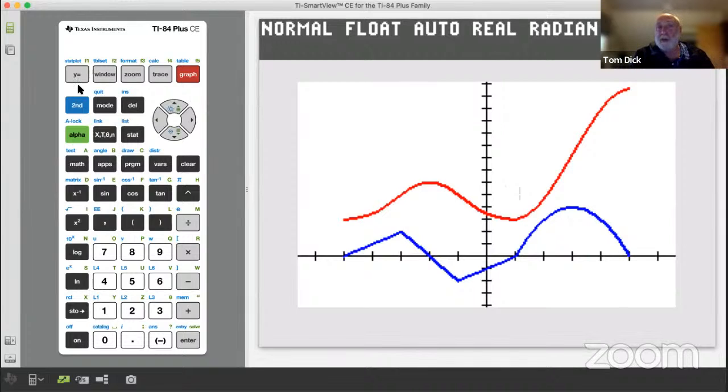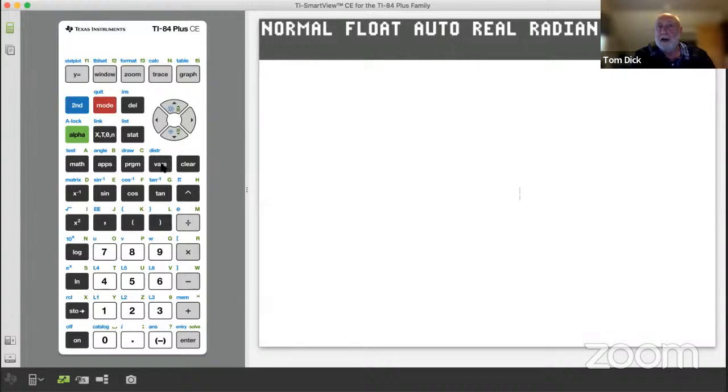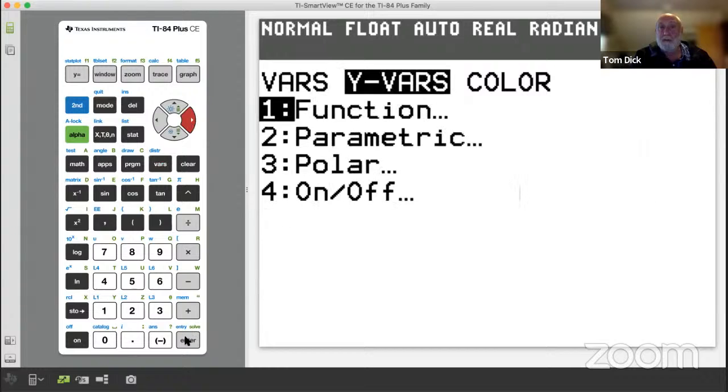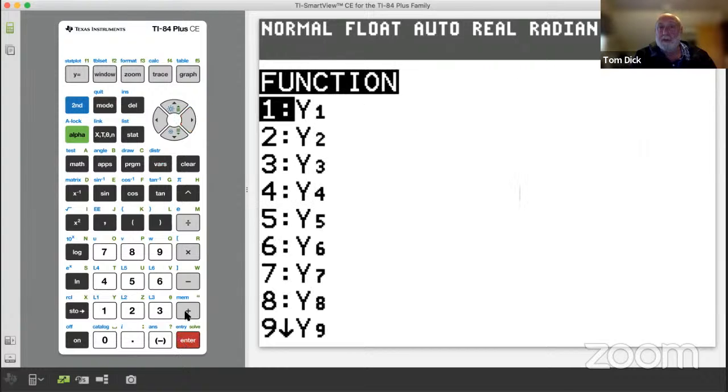Also, if you went to quit, you could evaluate your function f at any place that you wanted to. So, for example, I'll just pull up Y variables, y2.